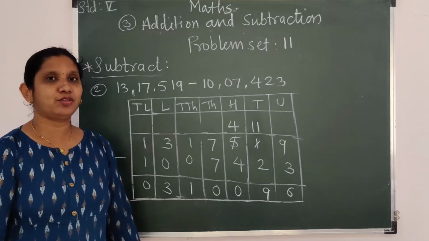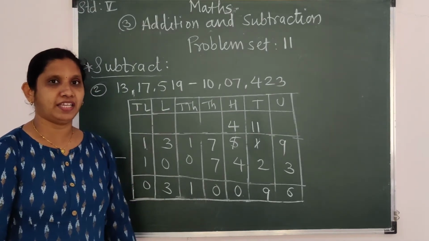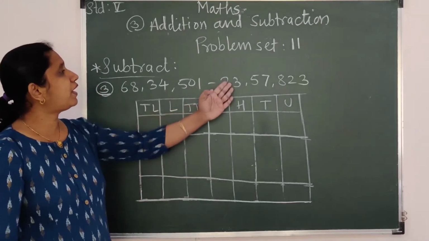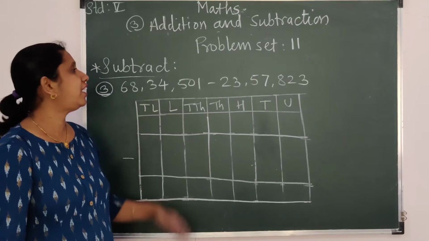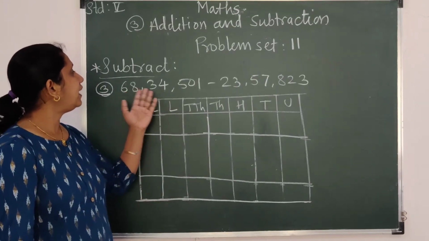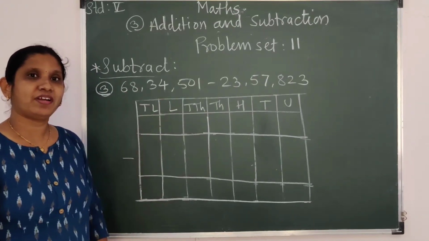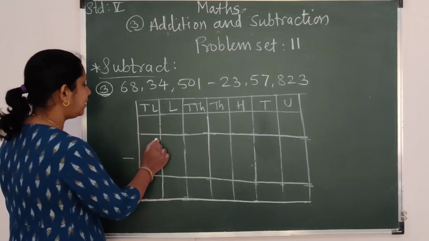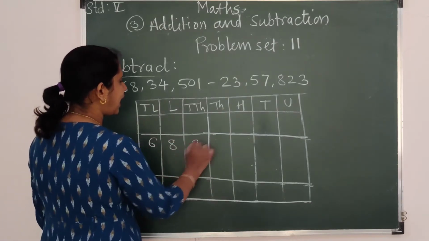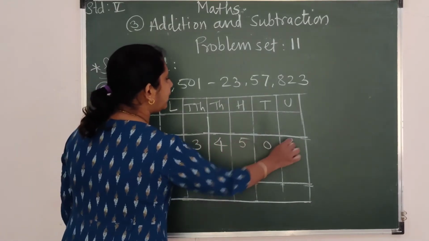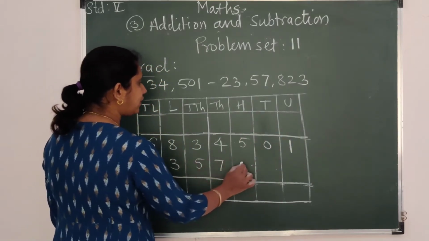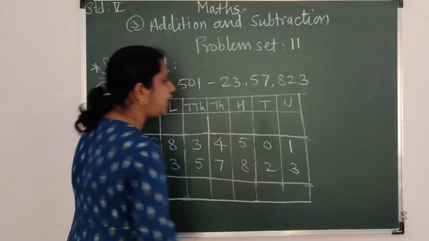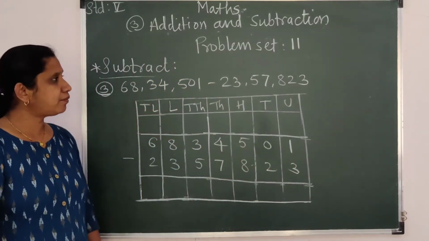So let's begin to solve sum number 3. See students, we have to subtract in this example 23,57,823 from 68,34,501. So let's write here in the table, 68,34,501 minus 23,57,823. So let's start subtracting.